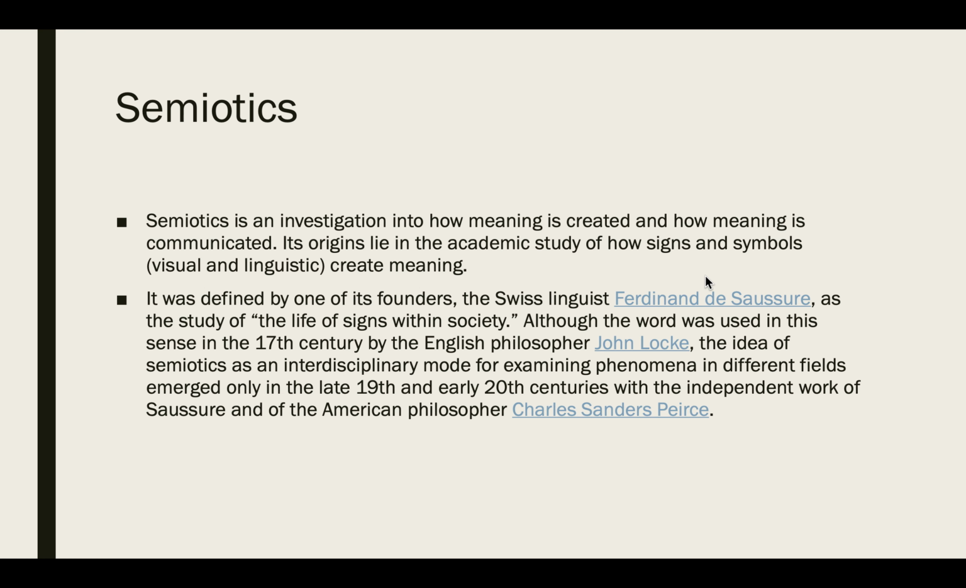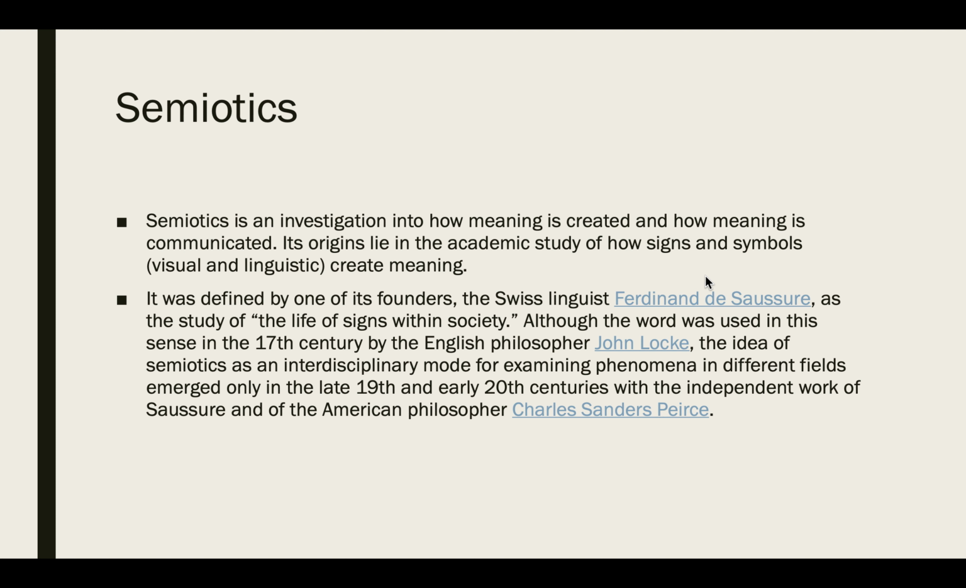Now it's defined in a couple of different forms, but the main theories stem back to the Swiss linguist Ferdinand de Saussure, as a study of the life of signs within society. Although the word was used in this sense in the 17th century, by the time of the English philosopher John Locke, the idea of semiotics as an interdisciplinary mode of examination of phenomena in different fields emerged in the late 19th and 20th century, with the independent work of Saussure and the American philosopher Charles Sanders Peirce. So these are the two schools of thought.